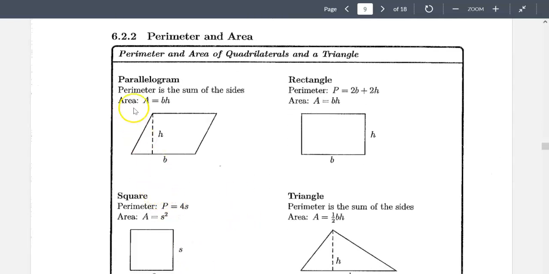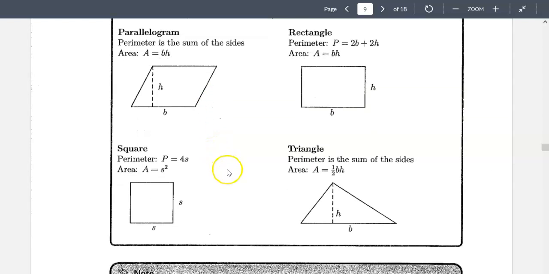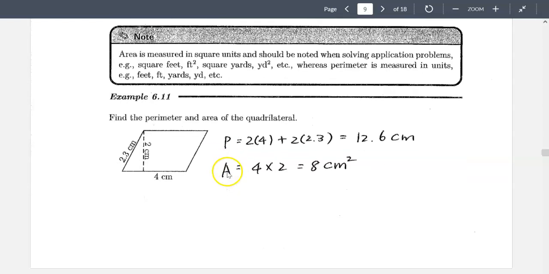All right, now looking at the perimeters and areas. Okay, here are some common formulas for perimeters and area. So let's use these real quick. If you have a quadrilateral here, this is a parallelogram, right? Okay, so what's a perimeter? Perimeter is what goes around the shape.